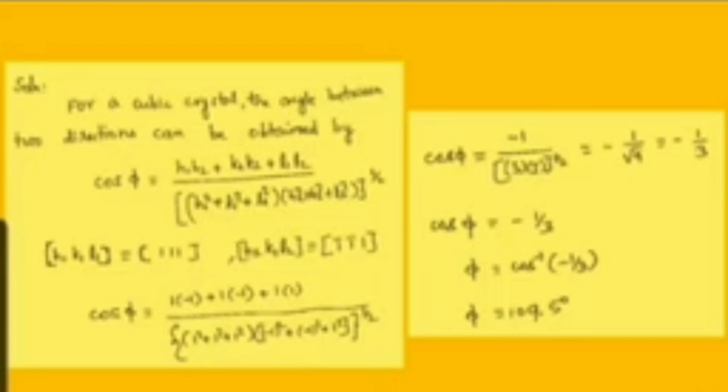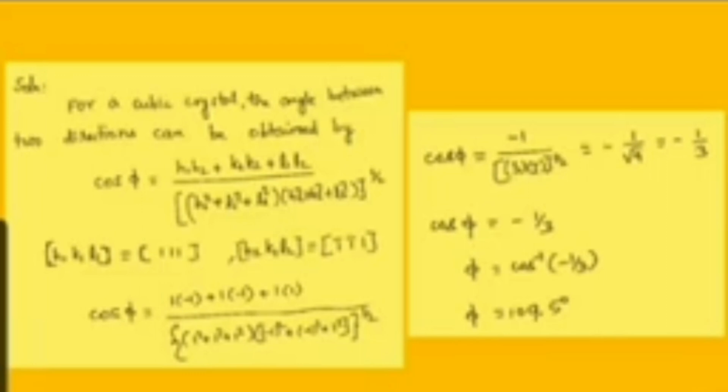So cos phi is equal to h1 is 1 and h2 is minus 1, and similarly plus k1 is 1 and k2 is minus 1, and l1 is 1 and l2 is 1, divided by the root of 1 square plus 1 square plus 1 square, into minus 1 square, minus 1 square and 1 square. This will be the substitution.